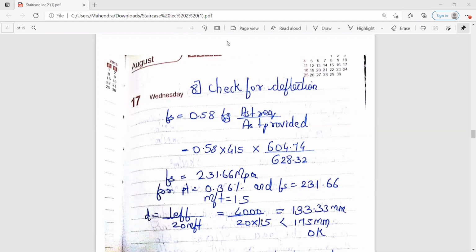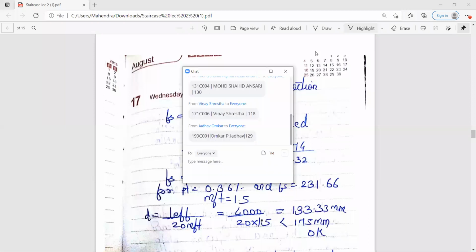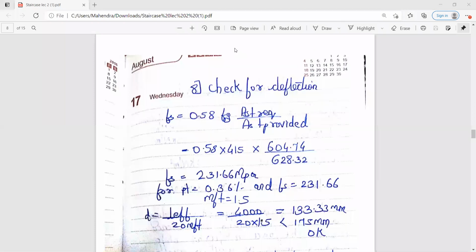Please reply in the chat box, or you can unmute yourself and speak. Give your attendance letter. First of all, let me know whether everyone had completed this one or not. Yes, everyone had done up till here. Check for the deflection for the flight.